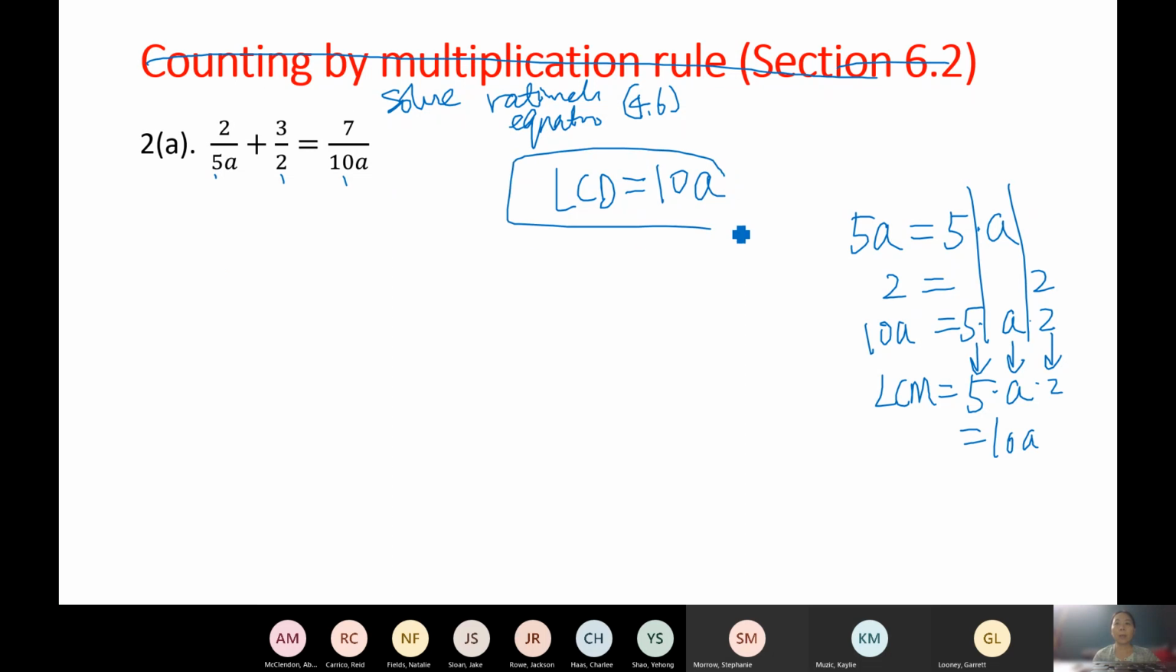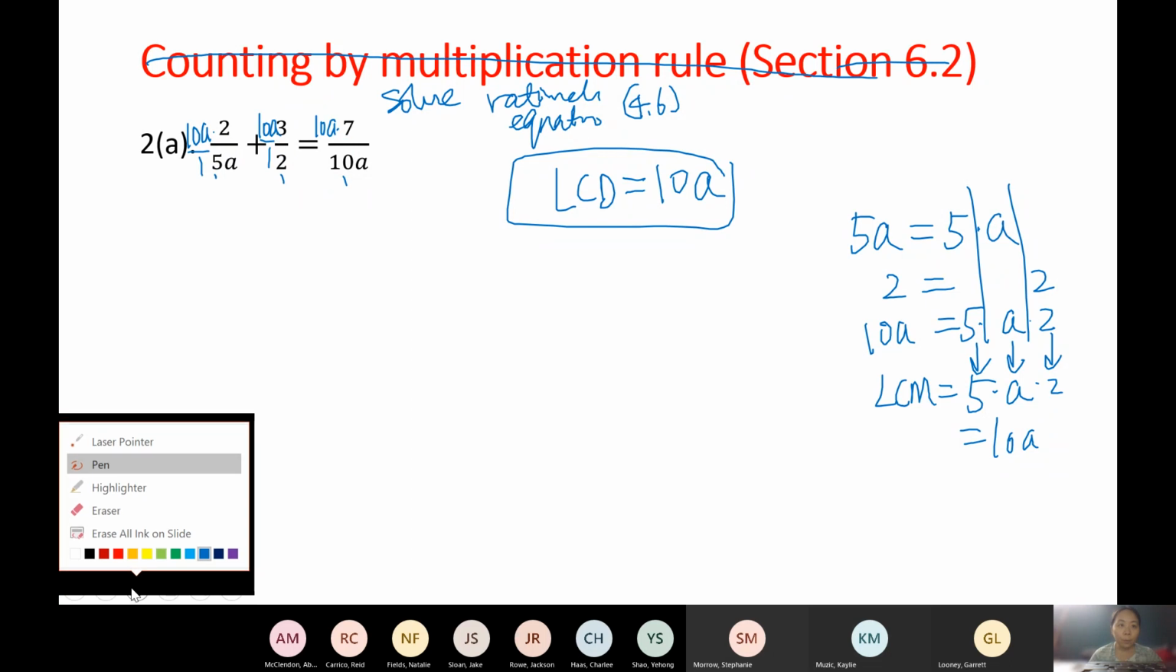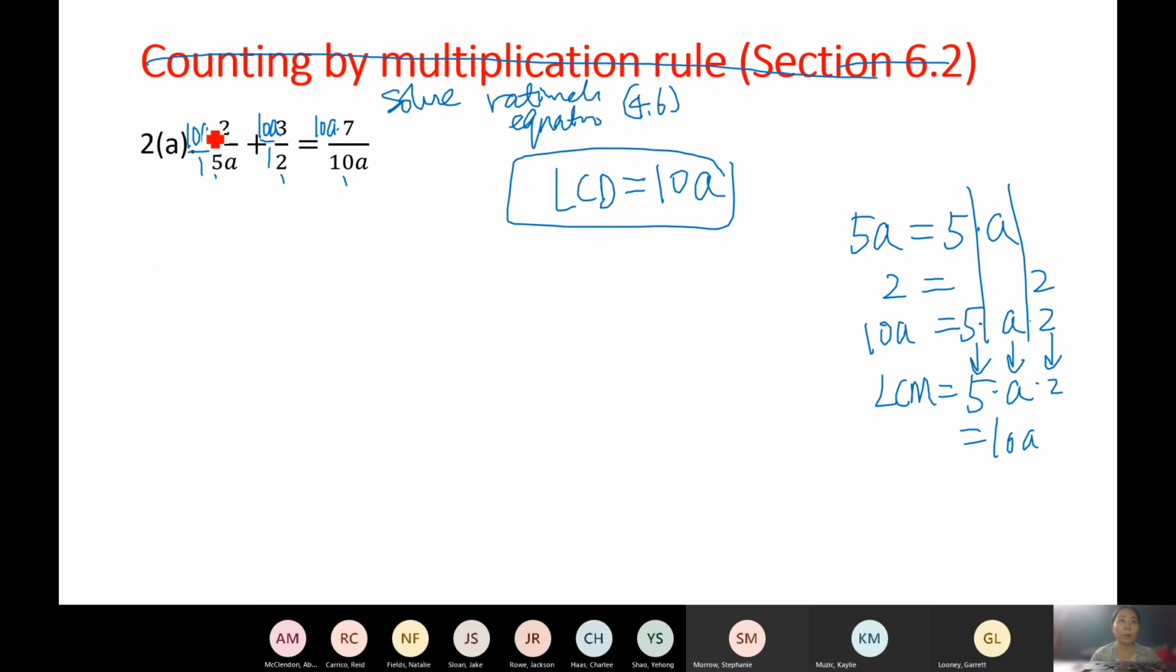After I found the LCD, I'm going to take 10A and multiply everything by 10A. So I do 10A here, 10A here, and 10A here. And notice that we're going to do the canceling part. So top A cancels bottom A, and 5 goes into 10 2 times. So notice that A is canceled out. We're left with the top 2 and this top 2.